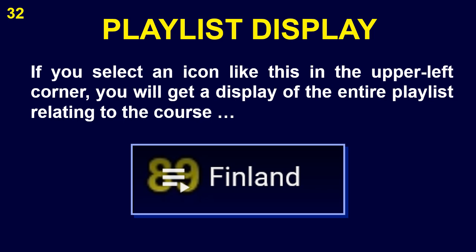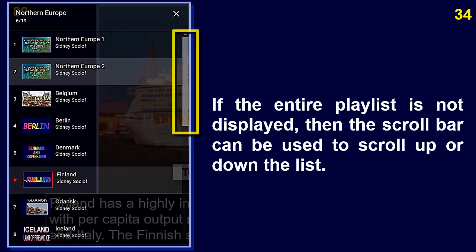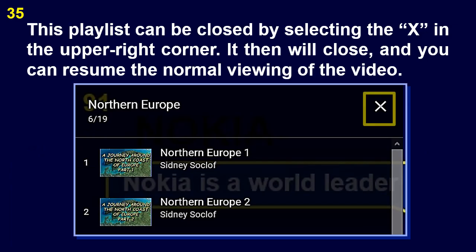Chapter 7. If you select an icon like this in the very beginning, you will get a display of the entire playlist relating to the course, as shown here. You can then select any of the videos on the playlist, and it will then open and start playing. If the entire playlist is not displayed, then the scroll bar can be used to scroll up or down the list. This playlist can be closed by selecting the X in the upper right corner. It then will close and you can resume the normal viewing of the video.